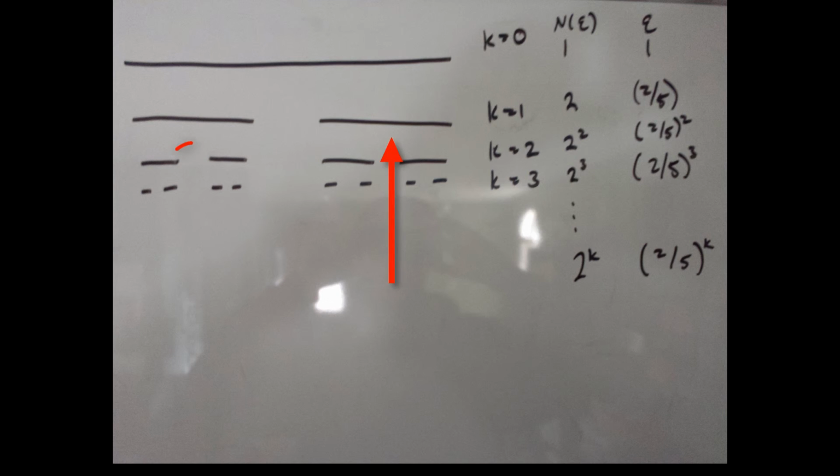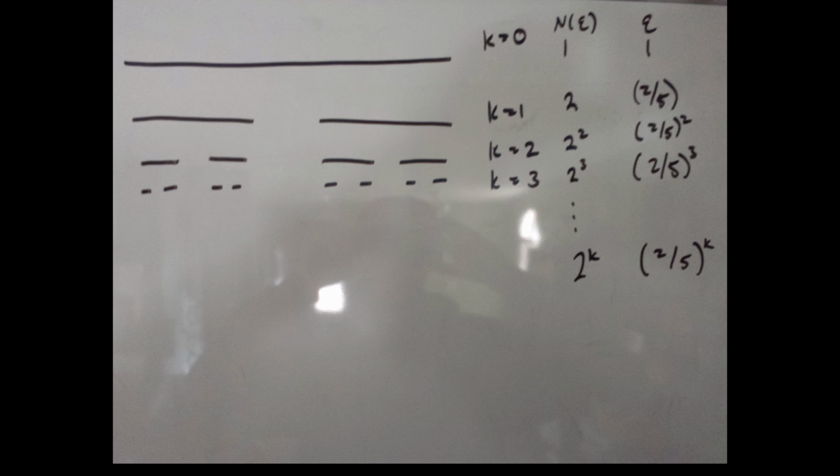In the k equals 2 step, we remove 1/5 of something 2/5 long. That means the pieces left are 2/5 of 2/5, or 2/5 squared. And we've doubled because we cut every single one into 2 pieces. Similarly, in the k equals 3 step, the remaining pieces are now 2/5 of 2/5 squared, or 2/5 cubed. And we need twice as many of these. So now we have 2 times 2 squared, or 2 cubed. If you continue in this manner, you'll see the general pattern that you need N of epsilon to be 2 to the k, and epsilon to be 2/5 to the k.